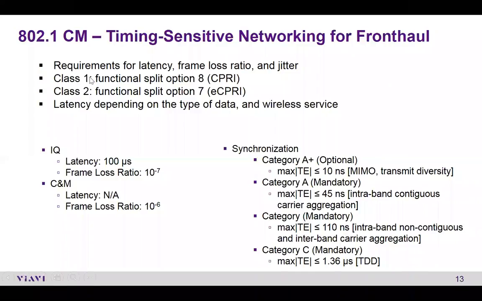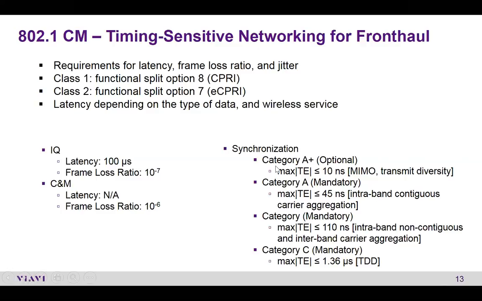802.1CM is for Ethernet network, Ethernet bridge network, right? So they developed this working group to look into a network that can carry timing-sensitive fronthaul, TSN fronthaul. What is in 802.1CM is basically the requirements for latency, frame loss ratio and jitter. It defines different classes for CPRI, which is option 8, and option 7 eCPRI, and then you have the latency. Really, it depends on whether you are carrying IQ, CNM, or synchronization.